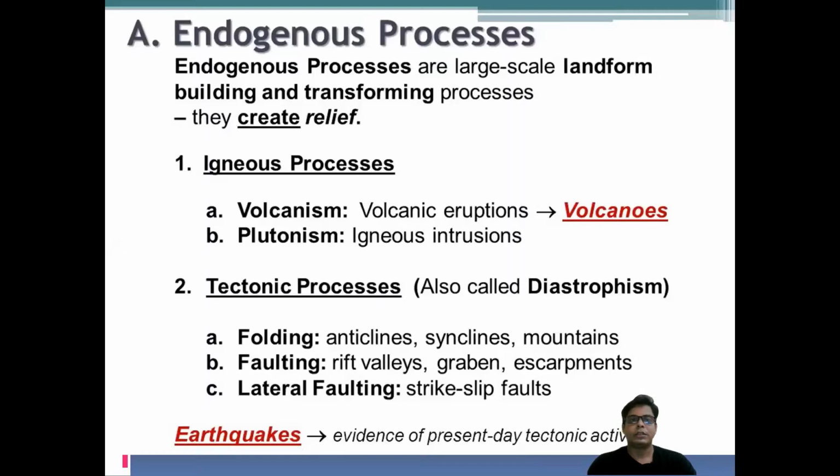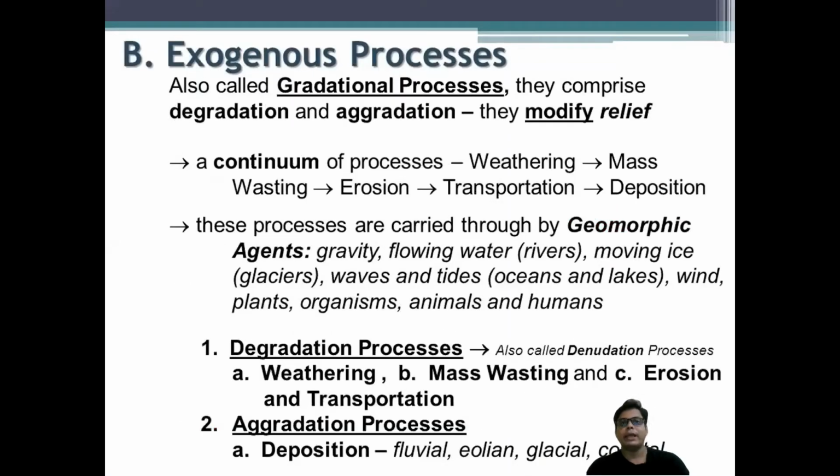Endogenic processes are the large scale landform building processes that create the landform or the relief. Endogenic processes are the igneous process, that is volcanism, plutonism, igneous intrusion, plate tectonic movement, folding, faulting, earthquake. So these come under the endogenic process. Then you can come to the next vital point, that is the exogenous process.